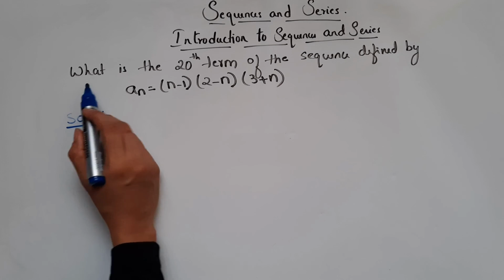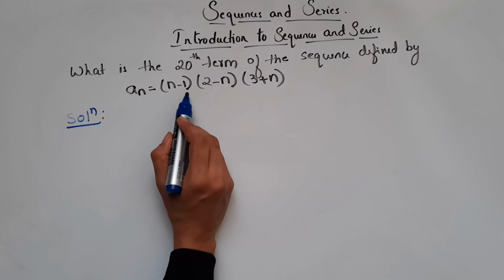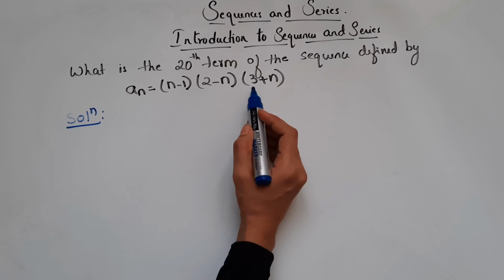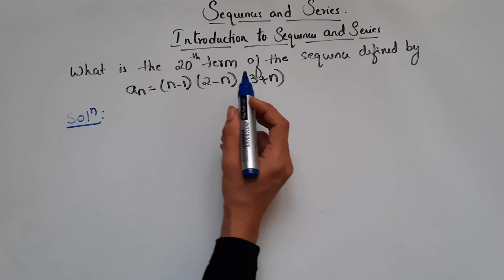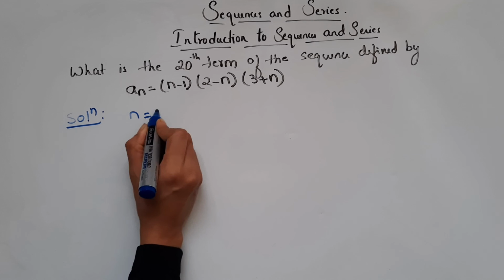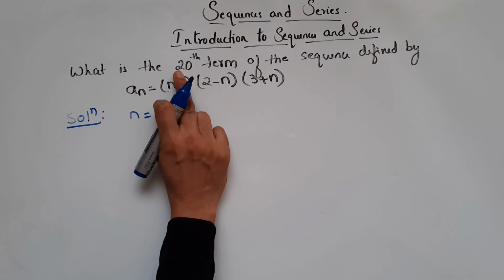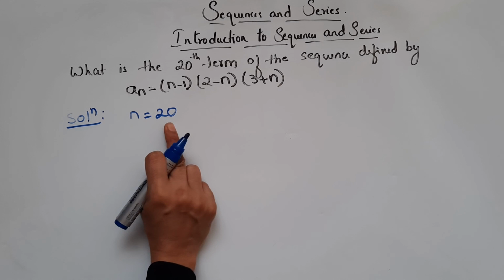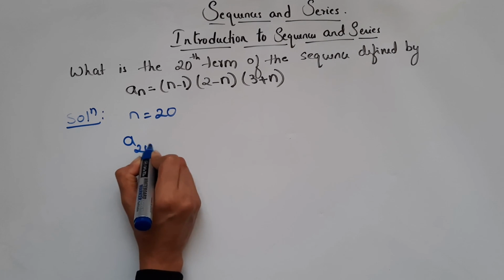Here it says, what is the 20th term of the sequence defined by an is equal to n minus 1 into 2 minus n into 3 plus n. Here this is the pattern. We have to find the 20th term, so we have to substitute n is equal to 20. If they had asked for the 19th term, then you would substitute n is equal to 19. Here they have asked for the 20th term, so let's put n is equal to 20.